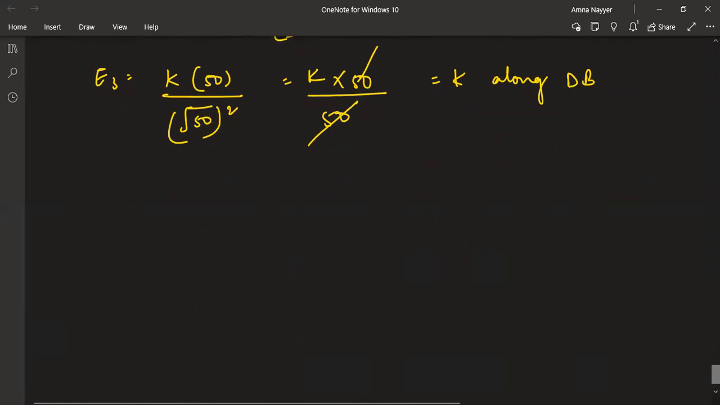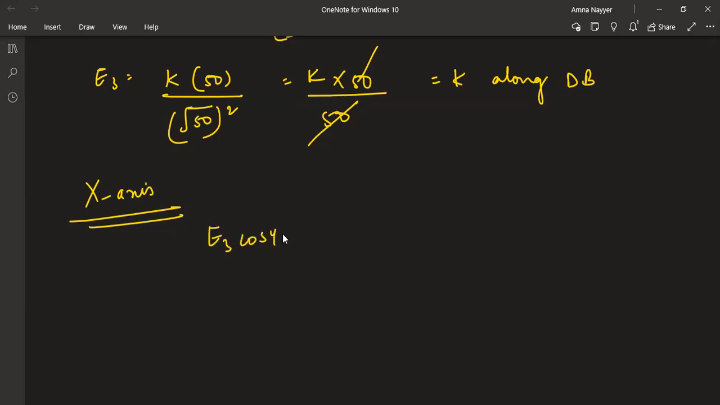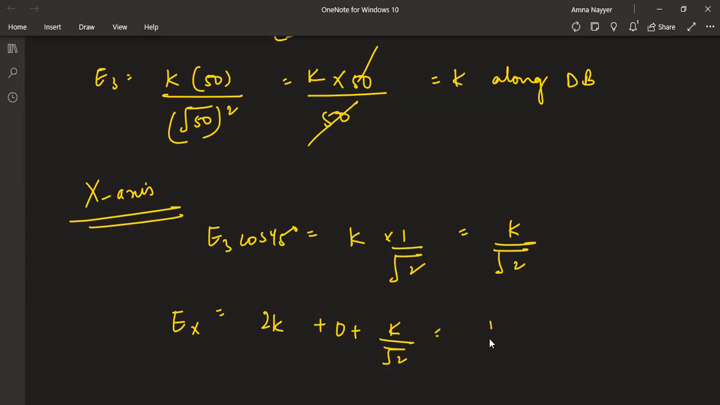Now see here. So along the x-axis, look here class, E3 cos 45 degree, that will become E3 is K, cos 45 is 1 by root 2. So this becomes K by root 2. Fine. So if net EX, if you find out, this will be 2K plus 0 plus K by root 2. That will become K into 2 plus 1 by root 2.